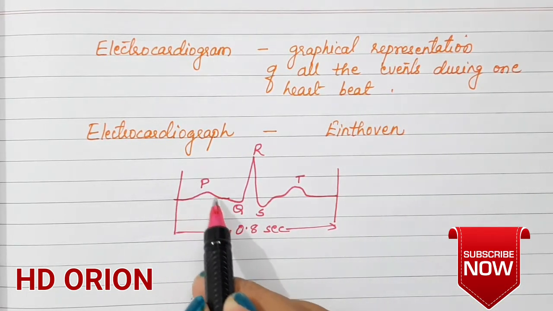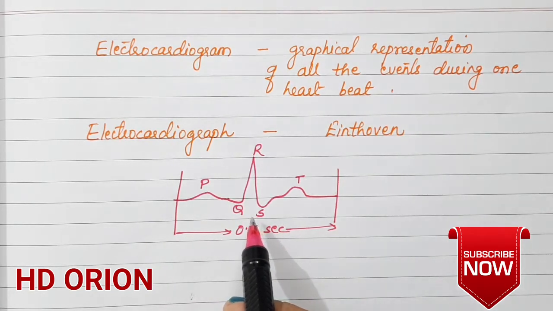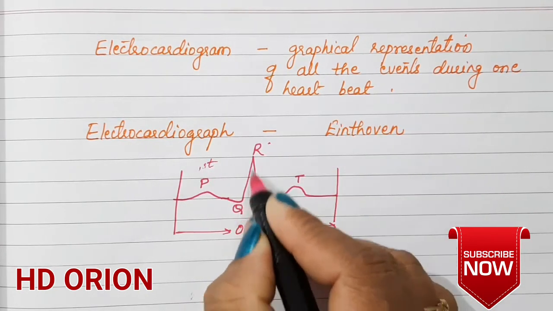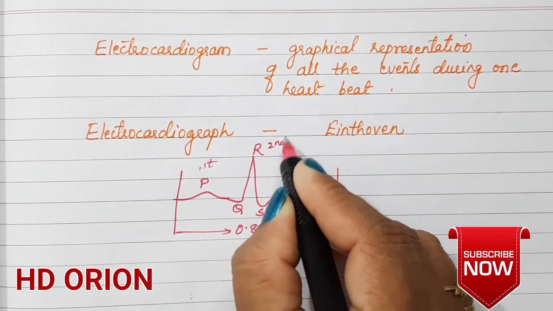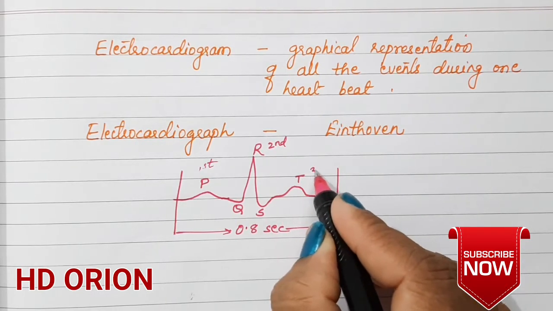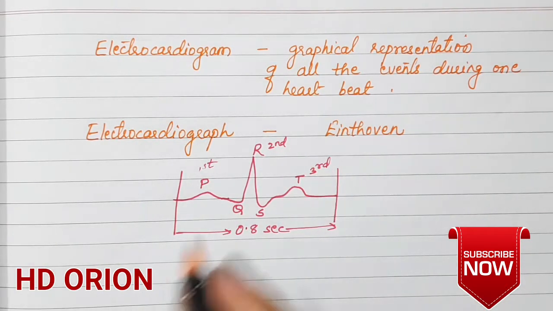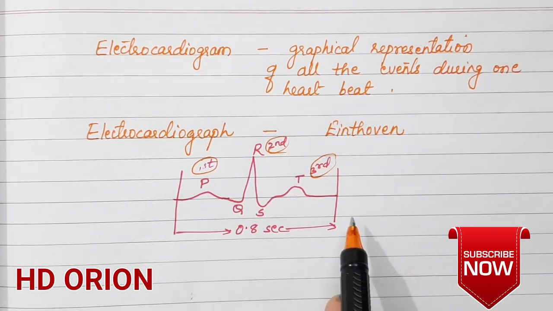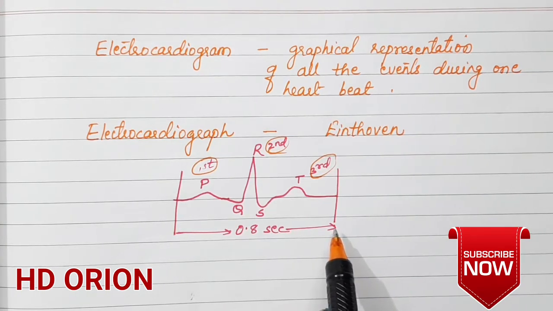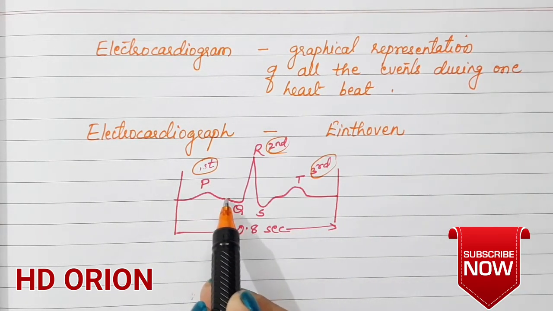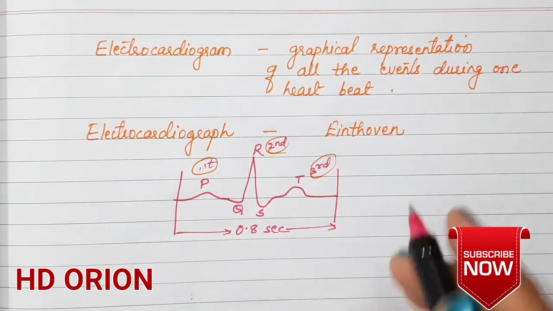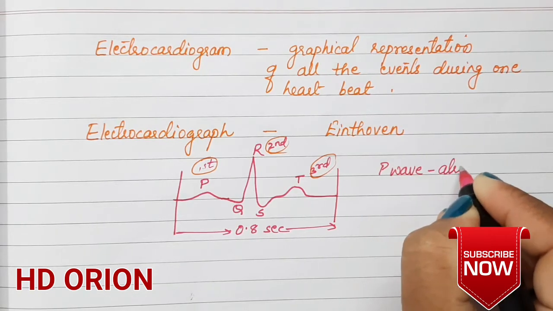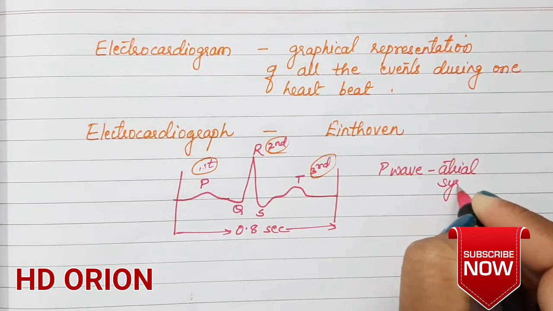Now let us see what each wave tells. Here particularly there are three waves. The first wave is the P wave. The second wave is the QRS wave, and the third one is the T wave. All three waves tell about the different events that take place inside the heart. The P wave is actually the atrial systole.